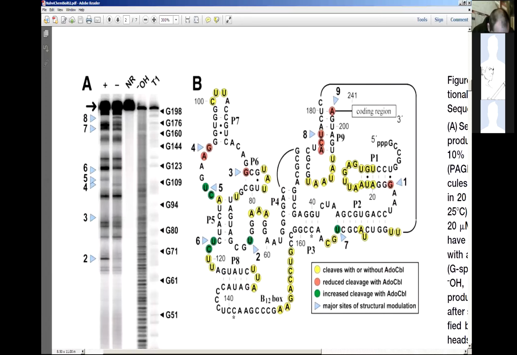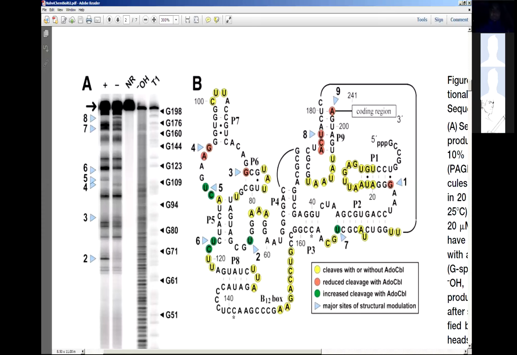And then the plus and minus are simply in the presence of the small molecule, so this B12 compound, or in the absence of that molecule. And so you're looking for the differences in the bands between those columns. And those are the ones that they put these light blue triangles next to. All of the bands that you see in those columns are cleavage products. Not all of the cleavage products differ in the presence or absence of the small molecule.